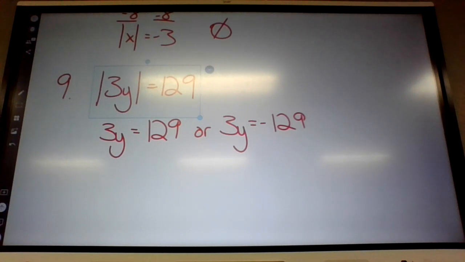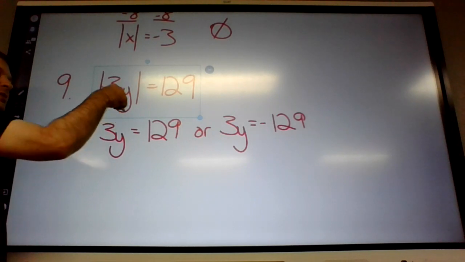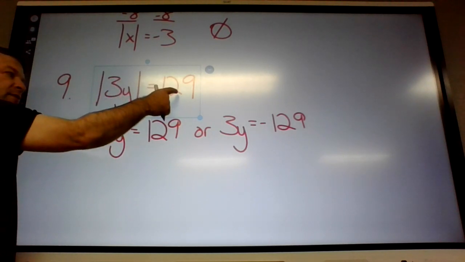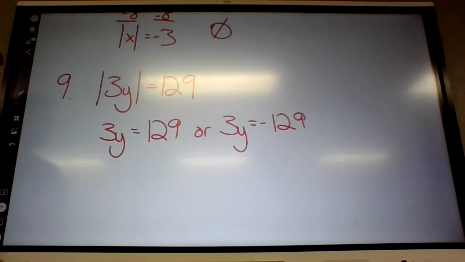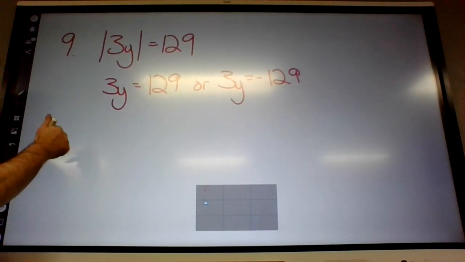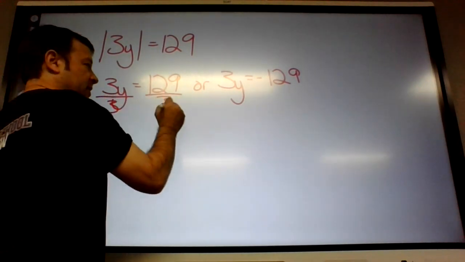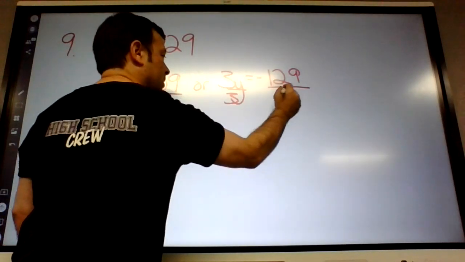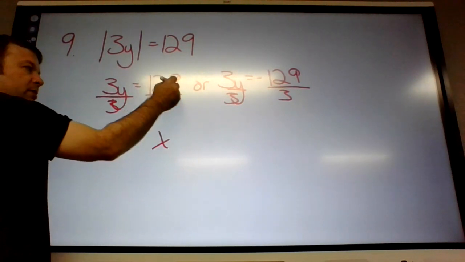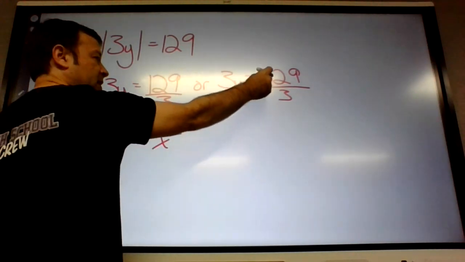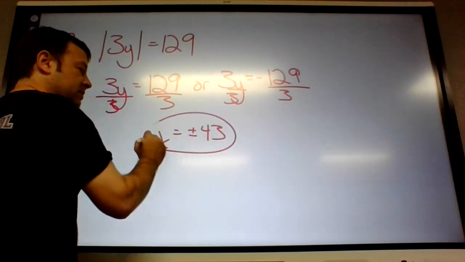So, and then you solve them both. When the absolute value is the only thing over here, then it's equal to positive or negative whatever's on this side. That's when you split it up. So how would we solve both of these? Divide by 3. 129 divided by 3 is 43. So this would just be negative 43. So it's plus or minus 43.